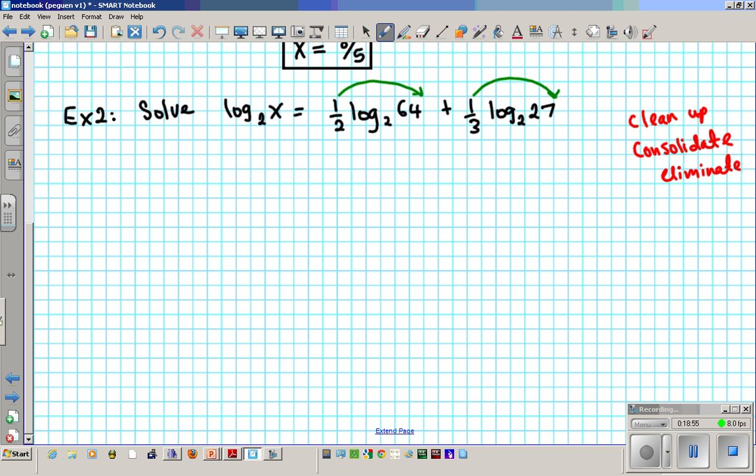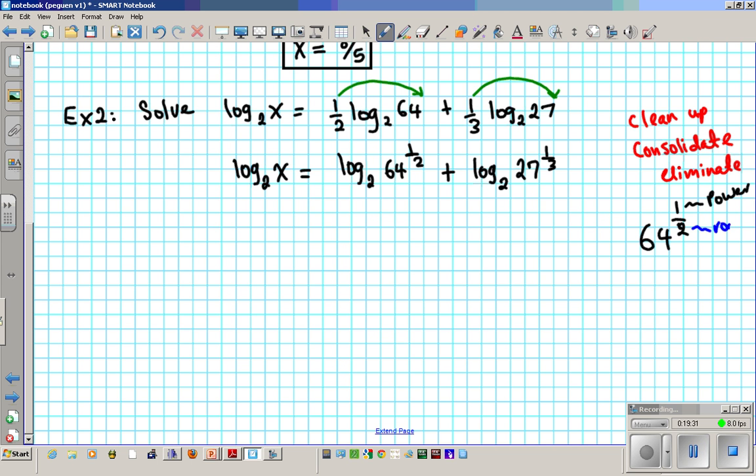Like that. Okay? So we're going to have log base 2 of x equals log base 2 of 64 to the 1/2, plus log base 2 of 27 to the 1/3. Okay? What is 64 to the 1/2? Remember, if you have a fractional power, the top is the power and the bottom is the root, right? So 64 to the 1/2 is just the second root of 64. And 27 to the 1/3 is just the third root, right?